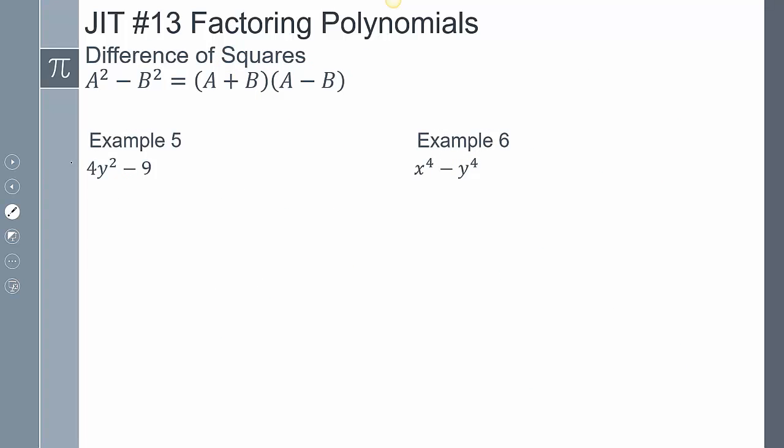Now another form of factoring is going to be the difference of squares. And the way that we're going to do this is we want to find the formula, or we're going to use the formula for that.